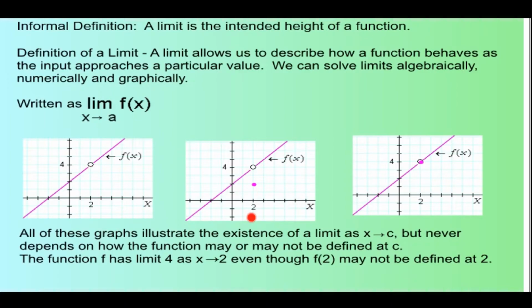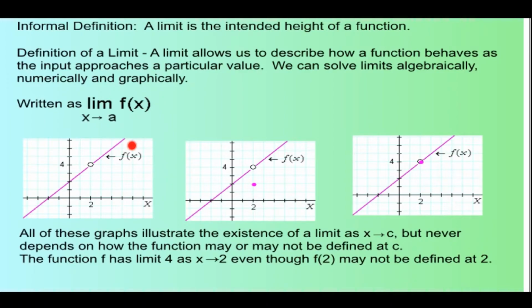I go to this one and ask what's the intended height, or the limit, as x approaches 2? Well, the intended height is right there, but that's not exactly what f of 2 is. F of 2 is actually 2 in this example. So here, what is f of 2? It doesn't exist. What's f of 2 here? F of 2 is 2. And here, f of 2 is 4. See where the purple dot is? That's defined at 2. So f of 2 is defined there, at 4 here, at 2 here, and it doesn't exist here.